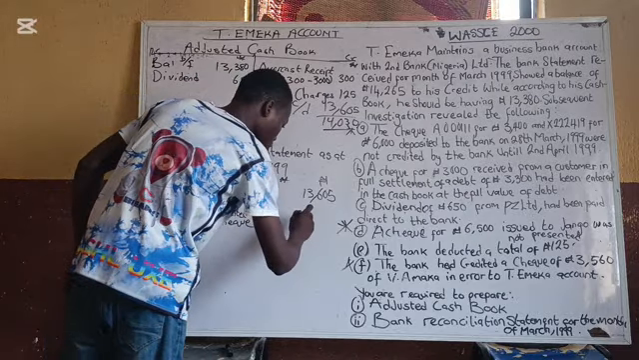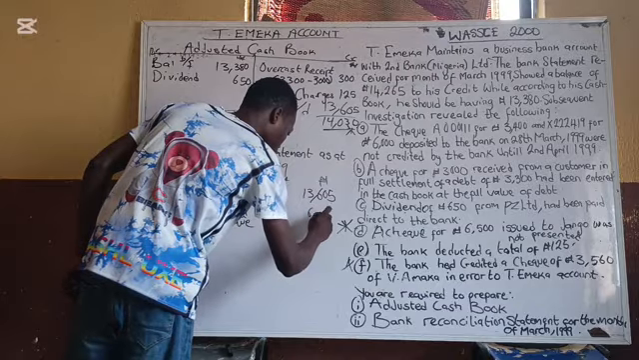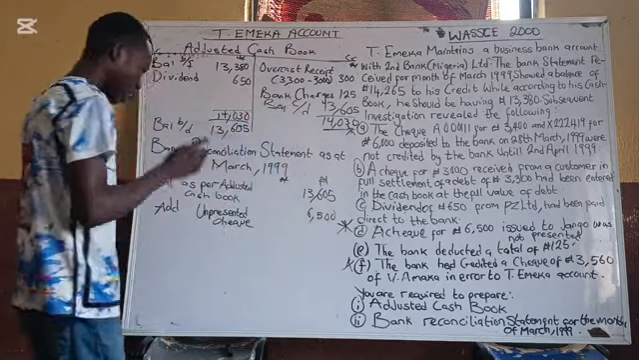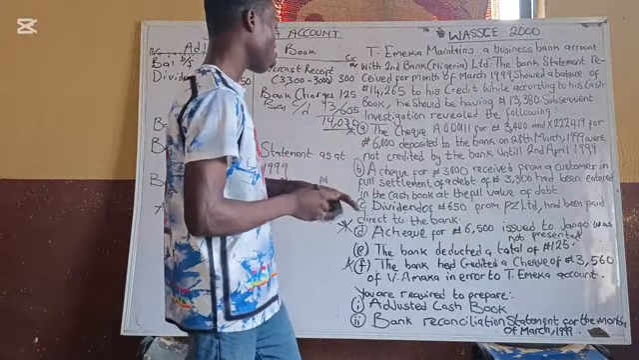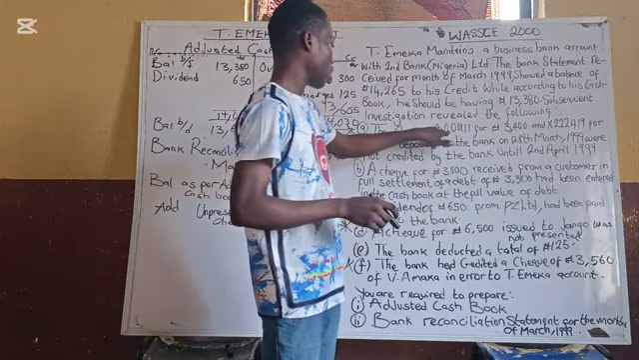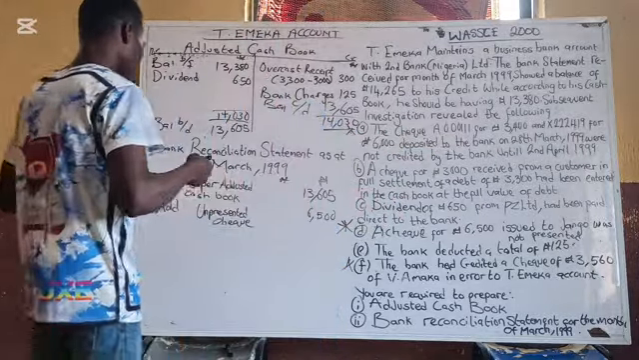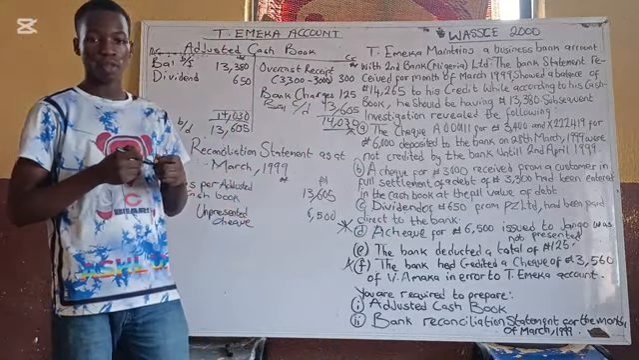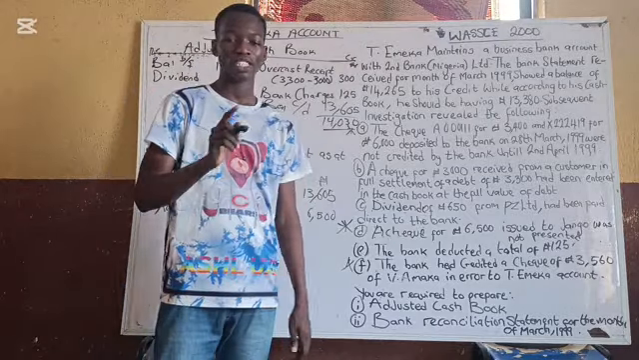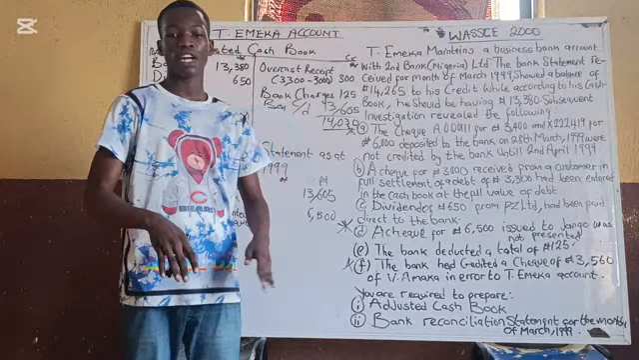And the amount is what? 6,500. Now we have what? We have uncredited cheque here, which you have listed here. A cheque of A00. Now don't forget, uncredited cheque, we are going to deduct it from the cash book because it is being added to the bank statement. And this is the explanation.